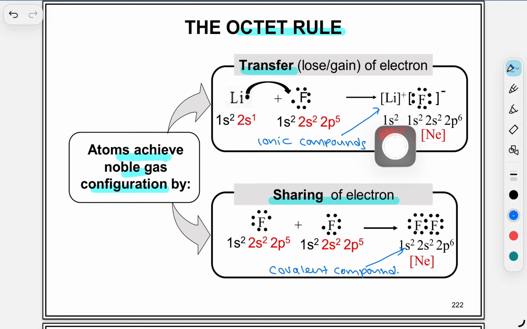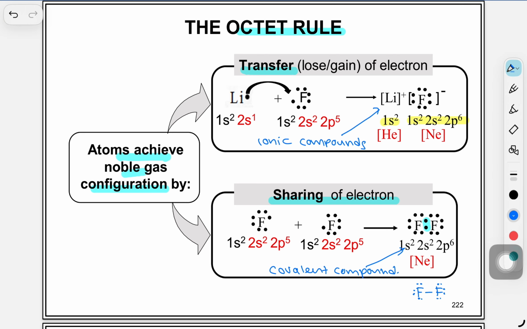Okay, and the configuration for each ion is written at the bottom. Now what about sharing of electrons? We don't show any arrows, okay? We no more show shells. We just arrange them so that in the middle we have a pair of electrons shared. So when you have a pair of electrons shared, that means you are forming a single bond. Alright, so a single bond, and you can draw your lone pairs surrounding it.